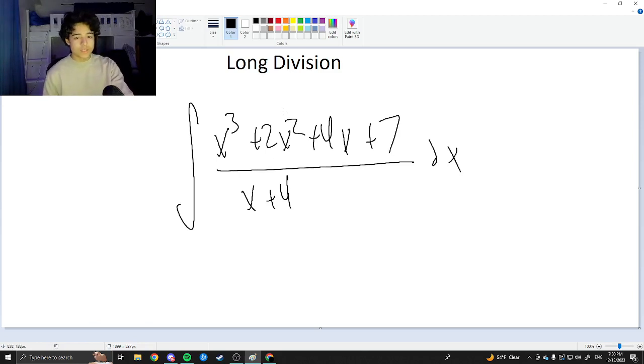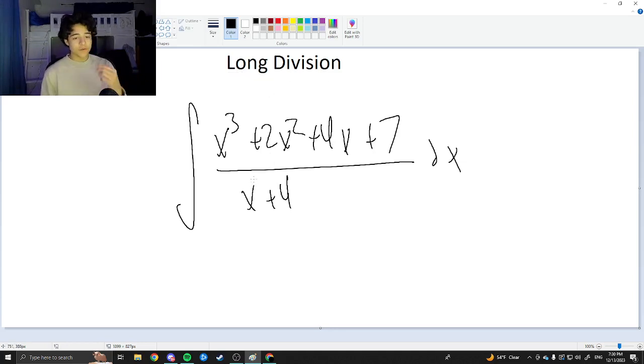Because if you u-sub the top or the bottom, you're going to end up with du over something, and then nothing's going to cancel, and you're just going to have something over u or u over something, and you won't be able to integrate it. So what you have to do is use long division, as the title might suggest. You have to divide it first.